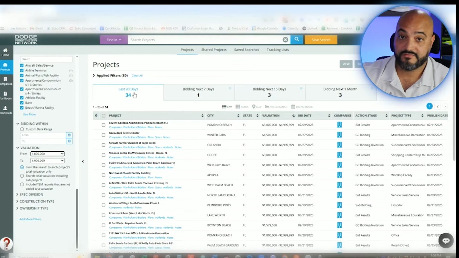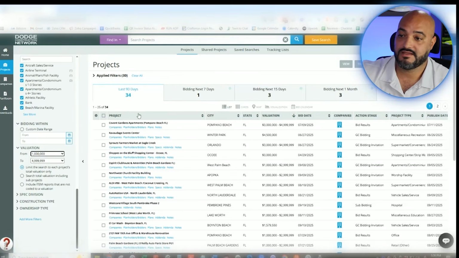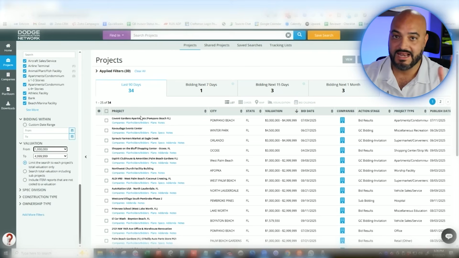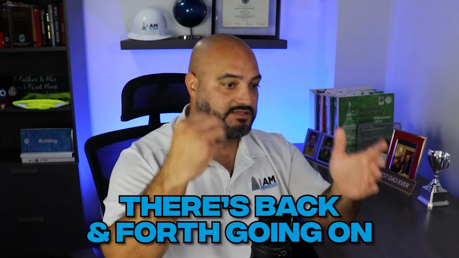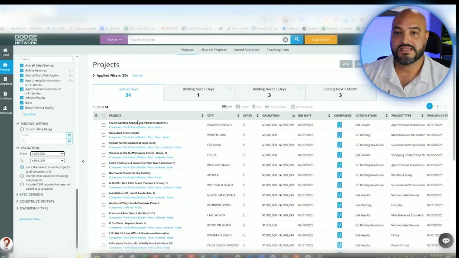Either way, we want to focus on the last 90 days because I guarantee a lot of these jobs have not been awarded. Just because the bid date on Dodge says it was bid 3 weeks ago, it doesn't mean that they're not still receiving bids. This is for architects, for developers, it doesn't matter. There's a back and forth that occurs. It's not linear. They put the bid date, they receive bids, they don't like the numbers, they go back, they start getting bids individually from other different subs, put it together, and then there's a back and forth.